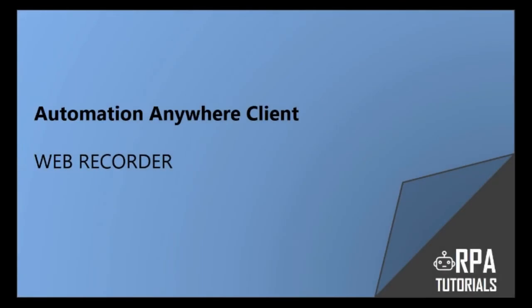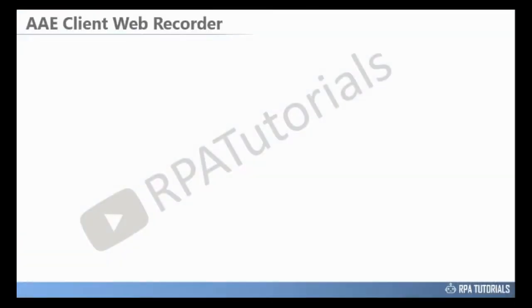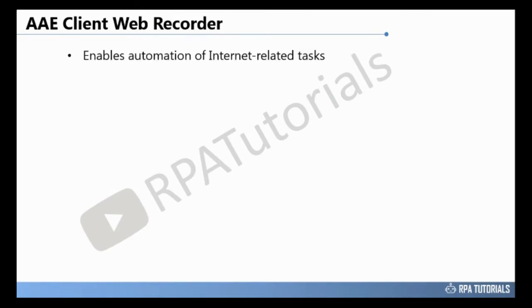In this video, we will cover an overview of the web recorder and its capabilities. At the time this video was created, the latest version of Automation Anywhere client is 10.7. The web recorder is one of the powerful tools that Automation Anywhere offers, which helps you automate internet-related tasks, essentially tasks that involve a web application or a browser.